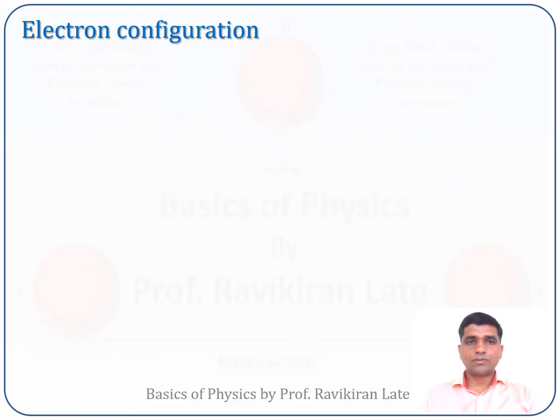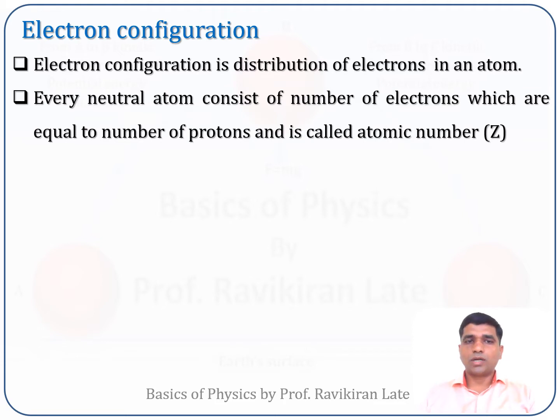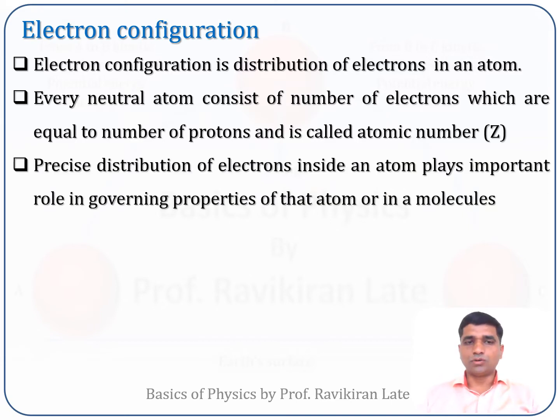Now, first of all, we will discuss what electron configuration is. Electron configuration is nothing but how the electrons are arranged in an atom. So it is a distribution of electrons in an atom. Every neutral atom consists of a certain number of electrons. This number of electrons is what we call the atomic number, which is also equal to the number of protons inside the nucleus.